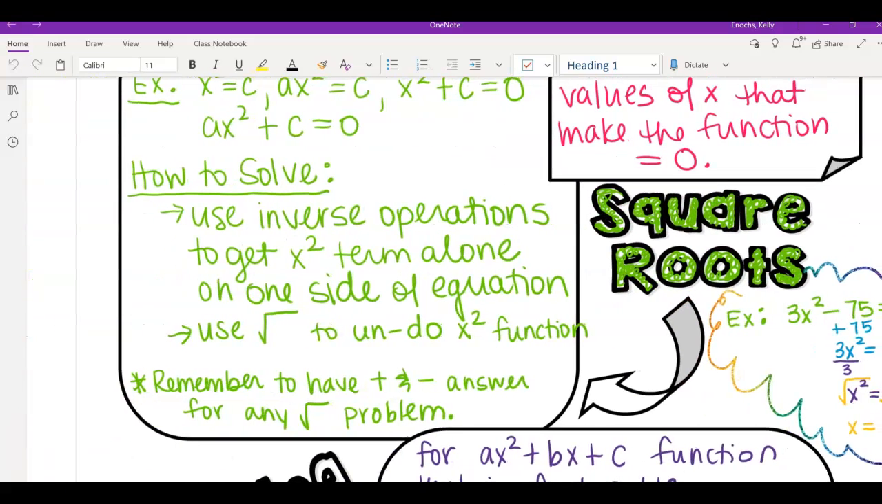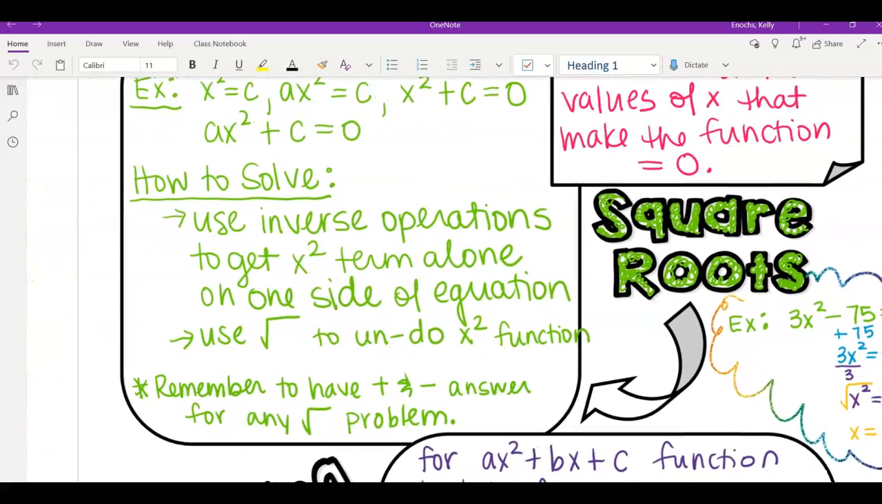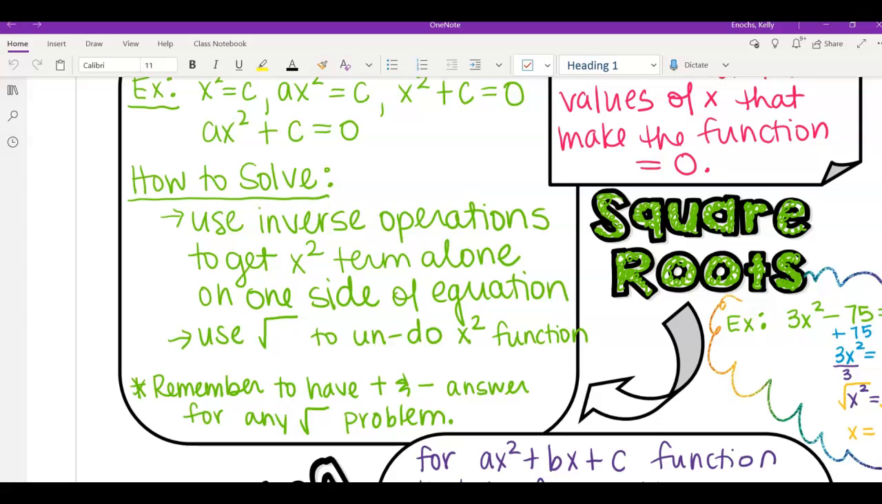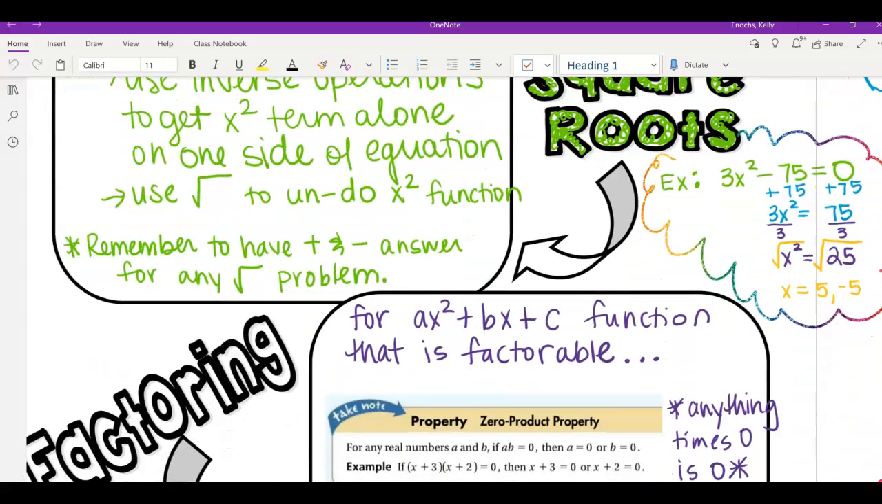Okay. So square roots are pretty easy. You're just going to get that x squared term by itself, take the square root, and you have a positive and a negative answer. Sometimes you might need your calculator to do that square root, so be careful there. Okay? There's a whole bunch of practice at the bottom. I'll show you that in a minute.